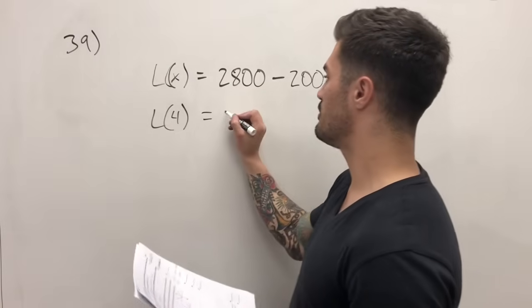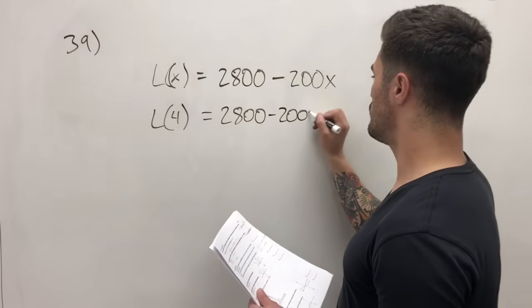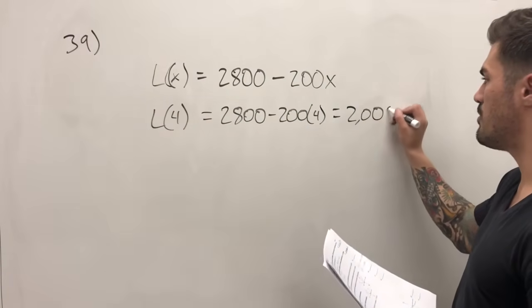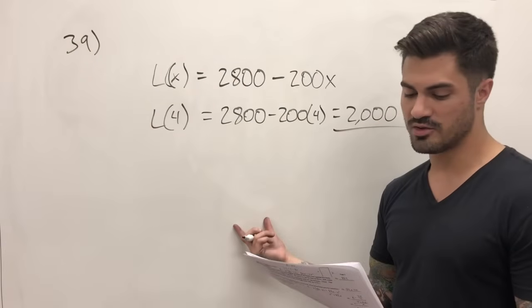So we just plug 4 in for X. We get 2,800 minus 200 times 4, which equals 2,000. So the amount owed after 4 months is $2,000.